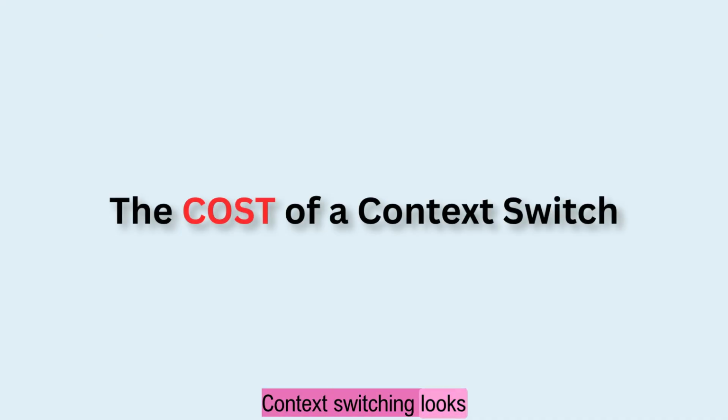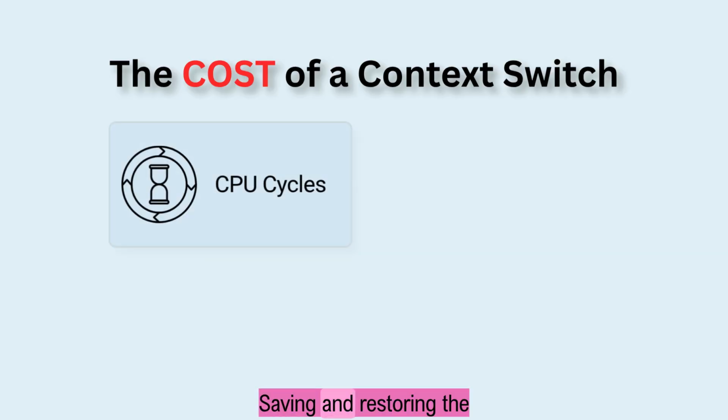Context switching looks pretty useful as it lets your system run multiple processes at the same time. But it's not free. There are some costs that your system needs to pay for every context switch. First, saving and restoring the context requires actual CPU cycles, and that's time the CPU is spending on bookkeeping, not on running your application code.